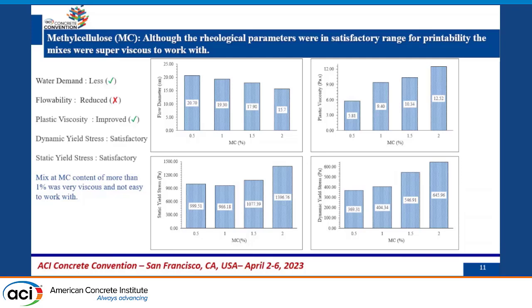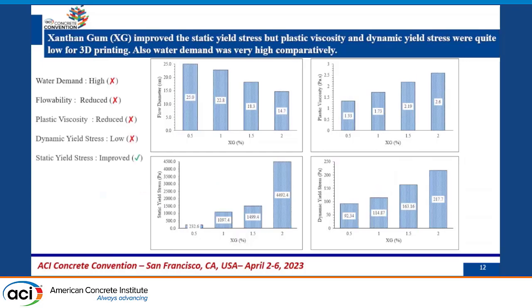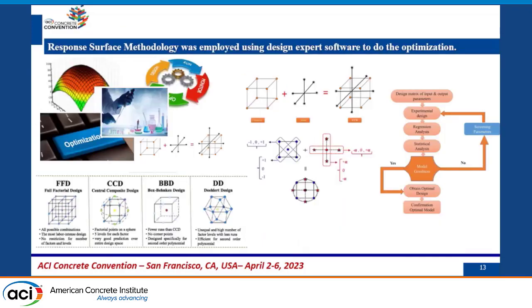And also methylcellulose: although all the rheological requirements were in the printability range, when we added methylcellulose content of more than 1% weight of cement, the mix was very viscous, it was not easy to work with, and it was not easy to print that mix. Finally, the xanthan gum. The water demand was quite higher in the case of xanthan gum. The static yield stress was improved, but again, the plastic viscosity and dynamic yield stress were very low.